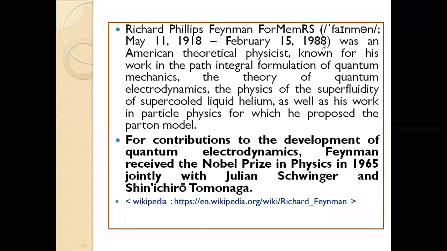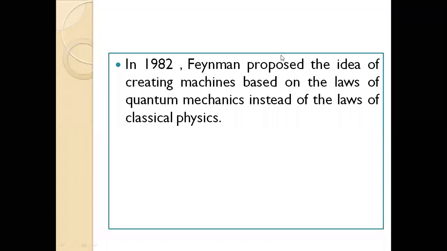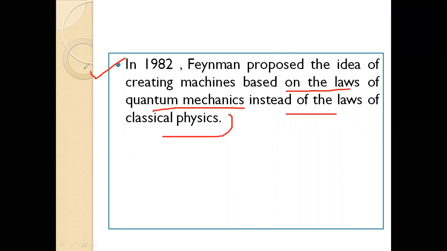Now, in 1982, Feynman proposed the idea of creating machines based on the laws of quantum mechanics instead of the laws of classical physics. So he actually worked in the area of theoretical physics. He tried his best to define or introduce the terms in quantum mechanics. And in 1982, he proposed the idea of creating machines based on the laws of quantum mechanics rather than the laws of classical physics. So this is the first history regarding this quantum computation field.